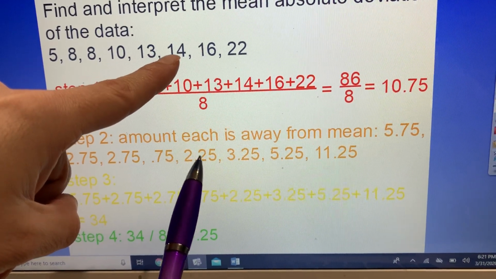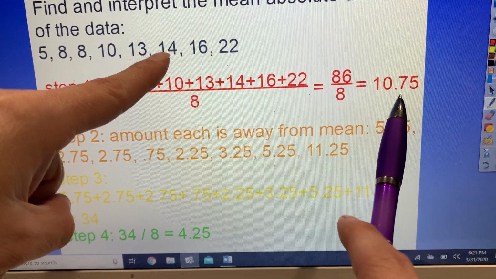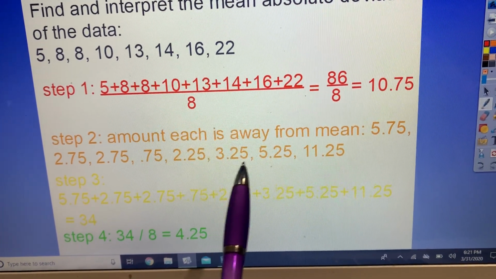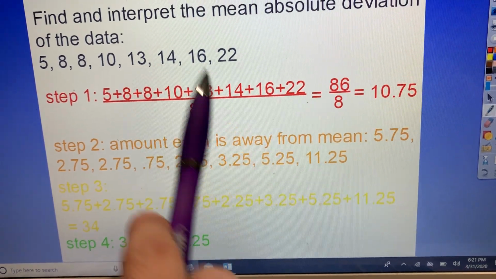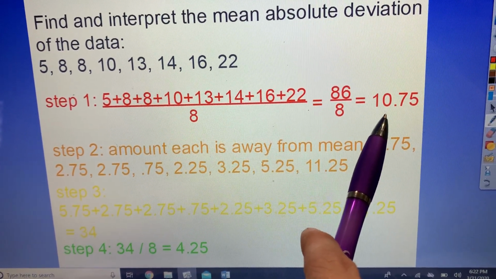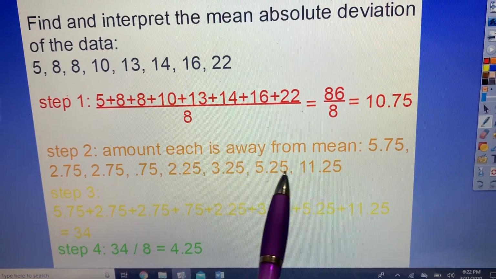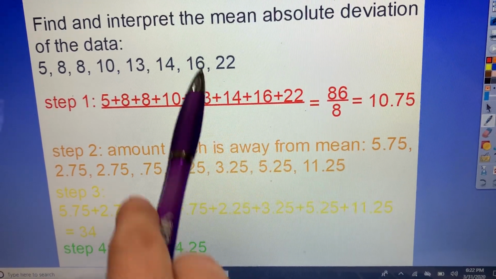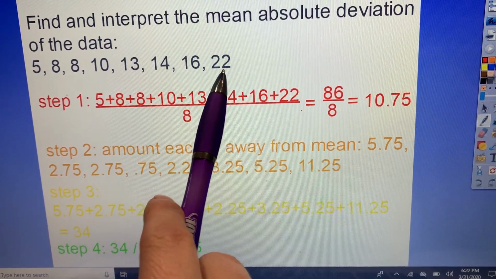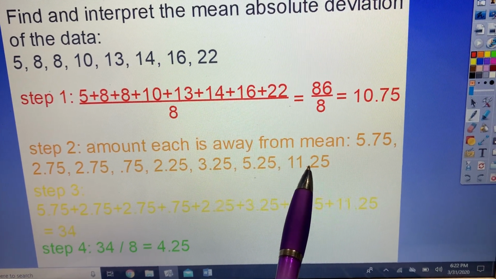Our sixth value is 14. How far away is 14 from 10.75? So 14 minus 10.75 is 3.25. Seventh value is 16. How far away is 16 from 10.75? So 16 minus 10.75 gives me 5.25. And then my last one, 22. How far away is 22 from 10.75? So 22 minus 10.75 gives me 11.25.